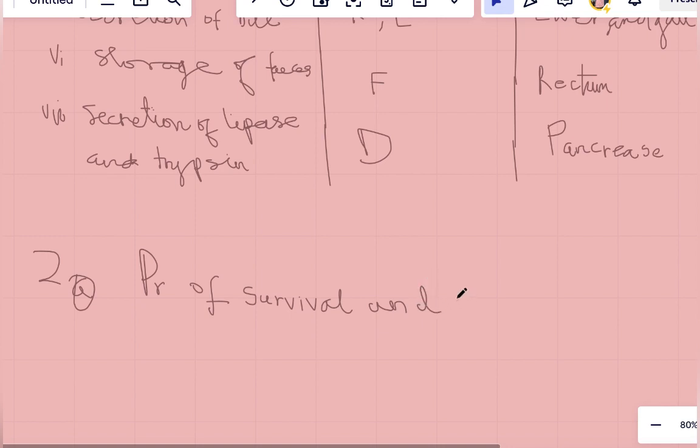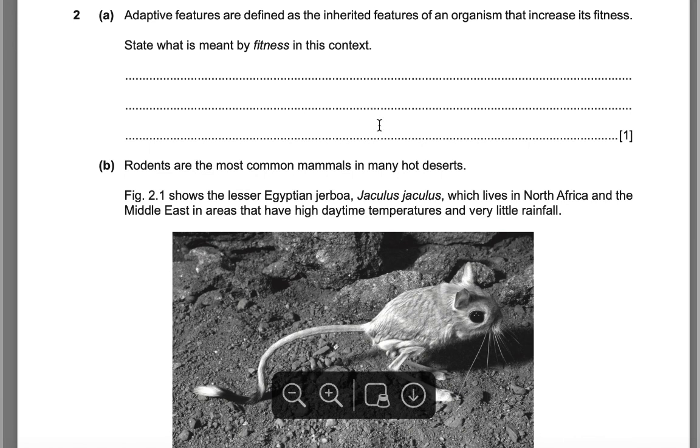And reproduction. When you are able to survive, you will be able to reproduce. Survival in this context will include your food, your being able to stay away from predators that will kill you, and being able to get food and water and every necessary thing that you need. So probability of survival and reproduction is the fitness context for this question. Okay, that's that for that.